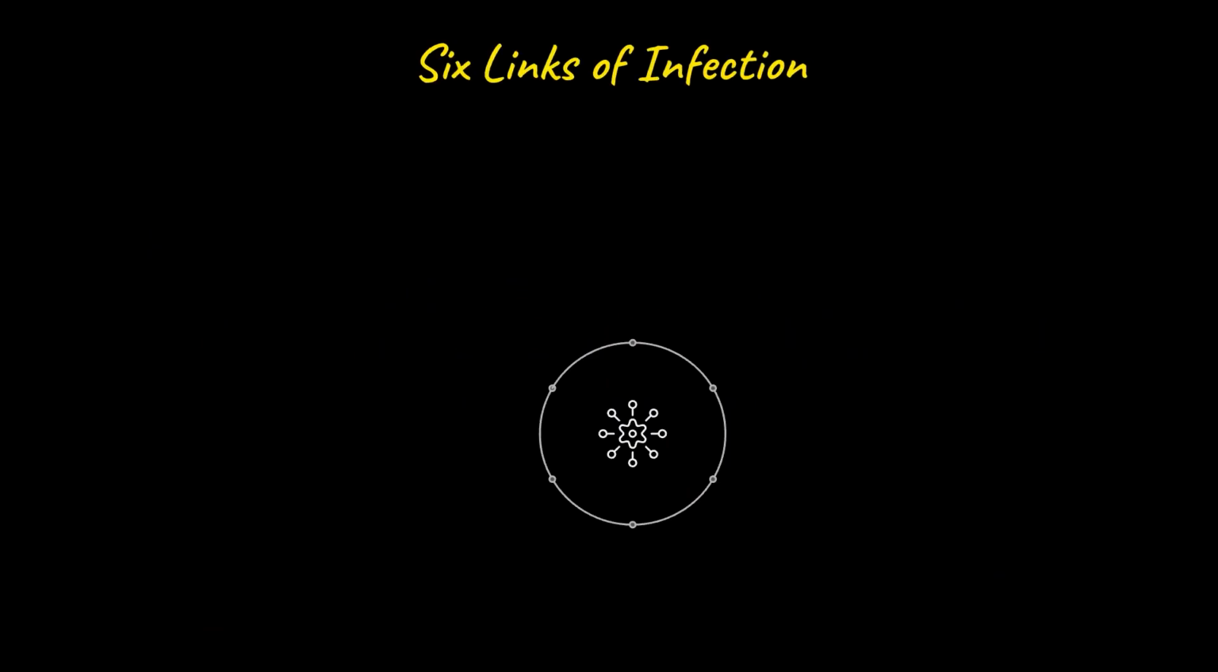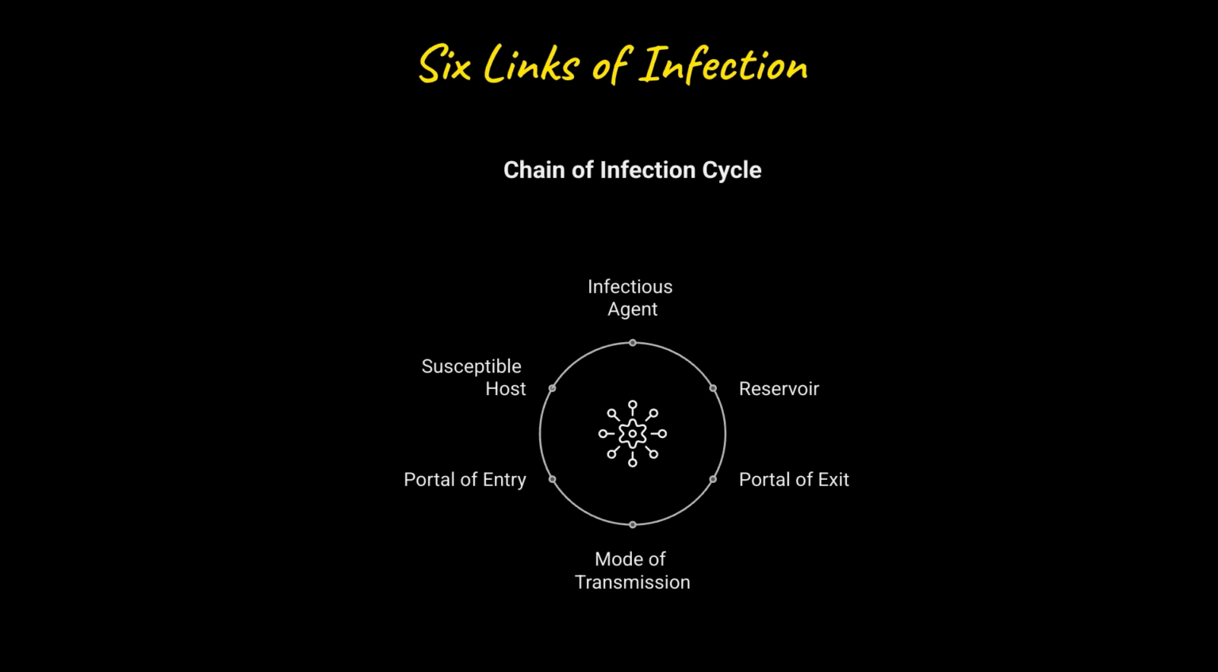The key insight is that you don't need to defeat every link. Breaking just one interrupts the entire chain. The 6 links are the infectious agent, its reservoir, a portal of exit, the mode of transmission, a portal of entry, and a susceptible host. Each link depends on the one before it, so a break anywhere stops the spread.